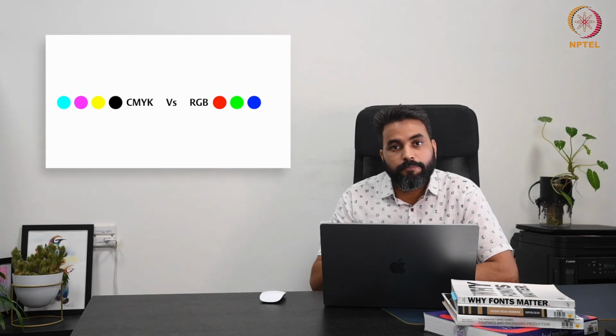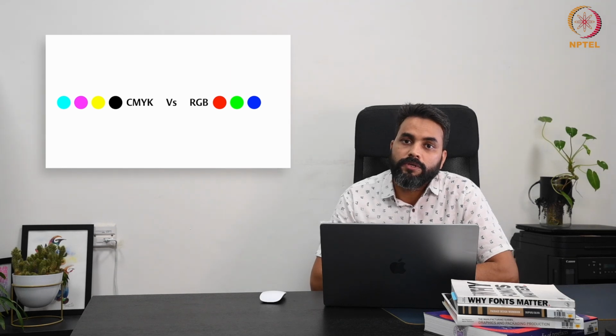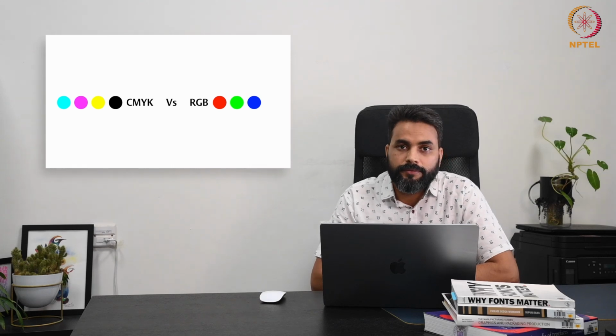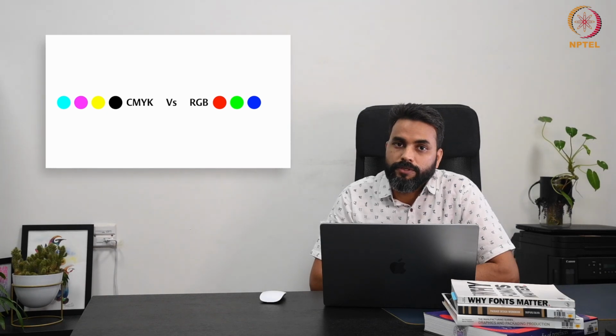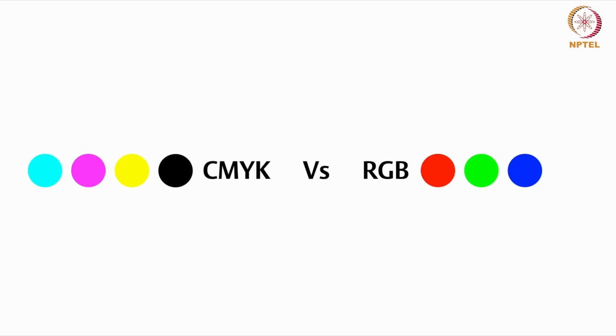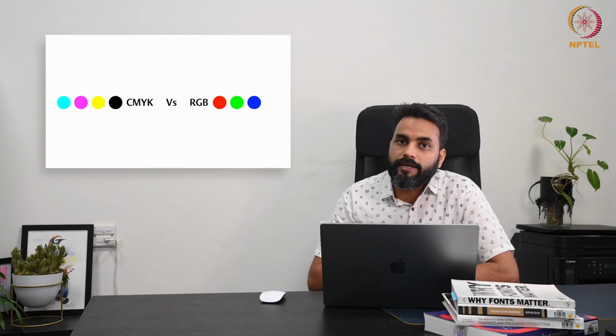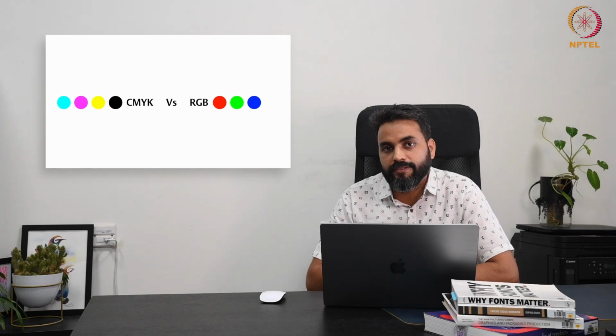This technique is primarily used for physical printing such as brochures, books, or newspapers. Anything in physical format, banners, the CMYK process is used. If you look at RGB, which is red, green and blue, this process combines light in an additive process to create colors. It starts with black and adds light to form hues suitable for digital screens.